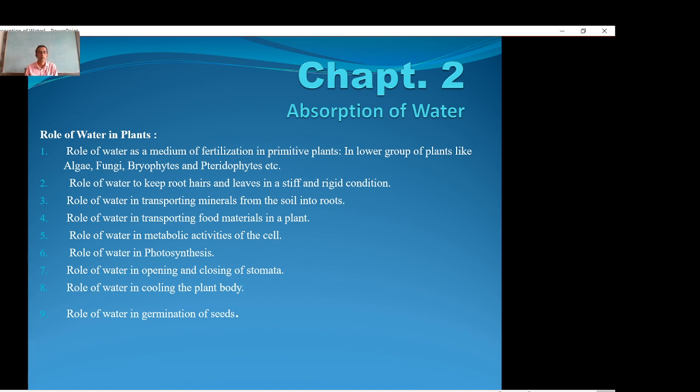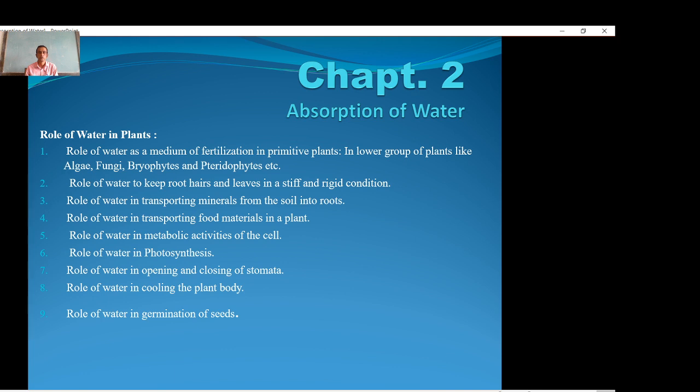Next is the role of water in metabolic activity of the cell. We know different metabolic activities are carried out in the cells of the plant, and these generally proceed in the cytoplasm. We know that the cytoplasm of the cell is made up of 90% water. Means water is responsible for different metabolic activities.